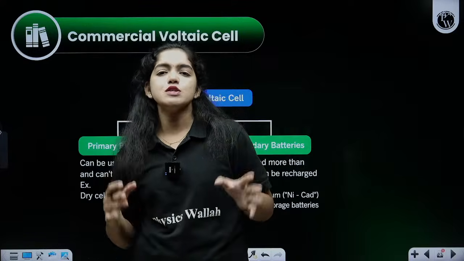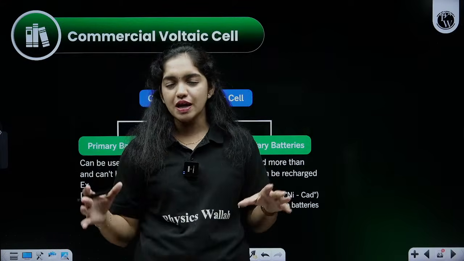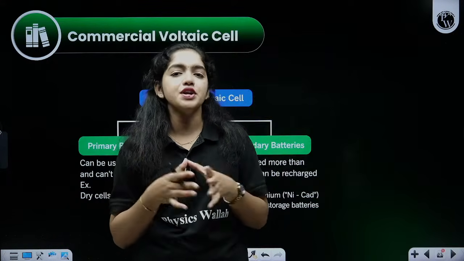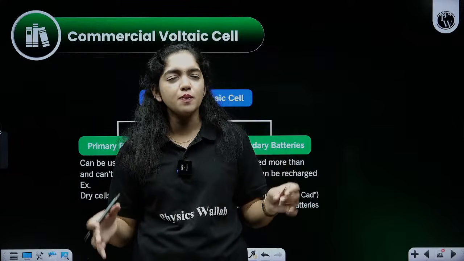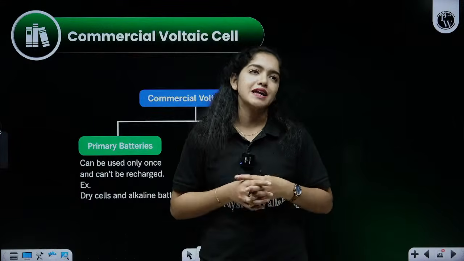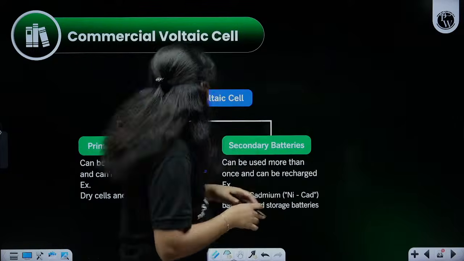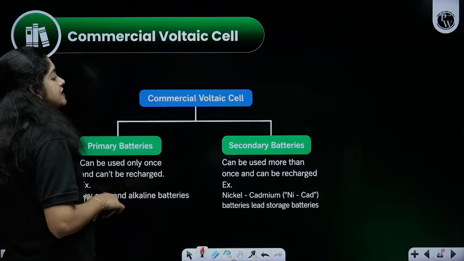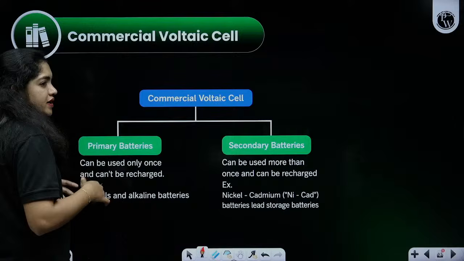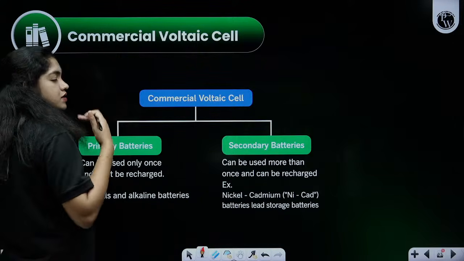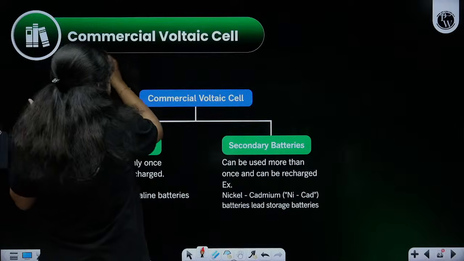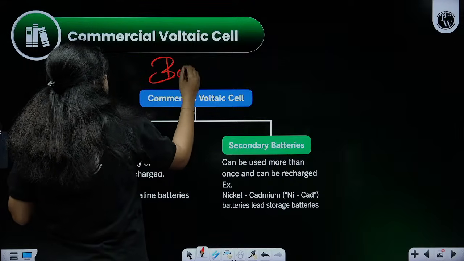Batteries are classified into two types, that is primary battery and secondary battery. Can you state the difference between the primary battery and secondary battery? What are the major differences between primary and secondary battery? Here it is given as commercial voltaic cell, but no need to refer to it that way. You can learn it as battery.